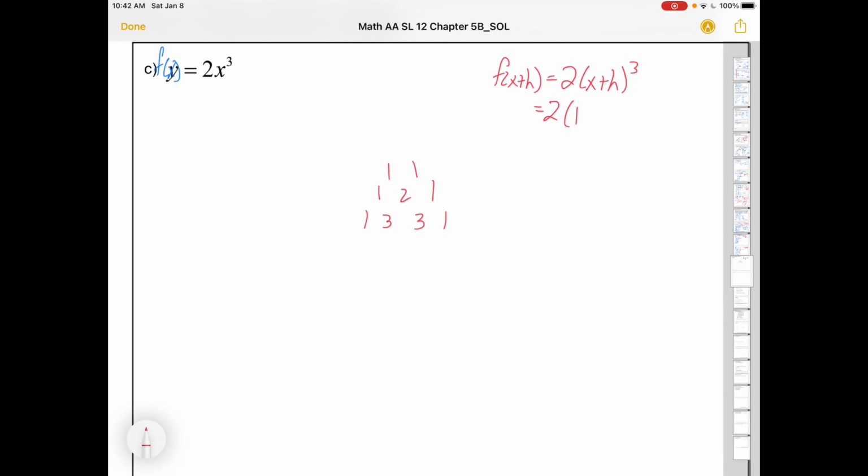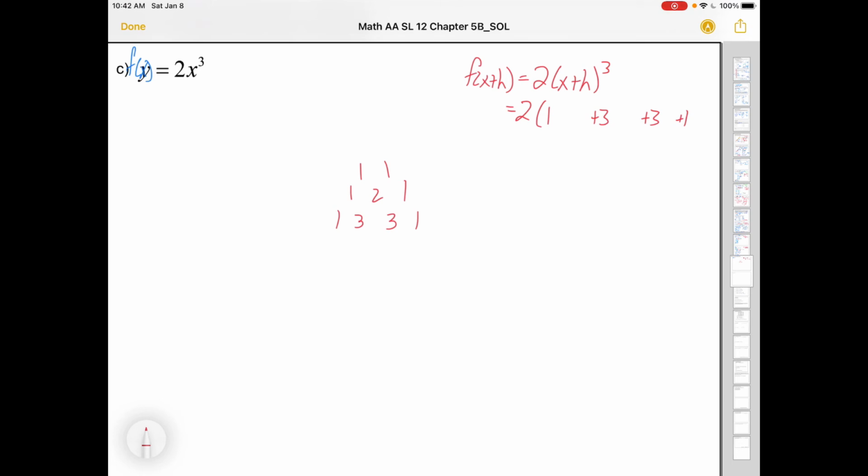So the coefficients of this expansion are going to be 1, 3, 3, and 1. And we're going to start with the highest power on the first term, x cubed, then x squared, then a regular x, then x will disappear. The second term, the h, makes its appearance in the second term, and then its powers get bigger. Okay. So maybe you didn't want to see those 1s there, so you didn't have to write them.